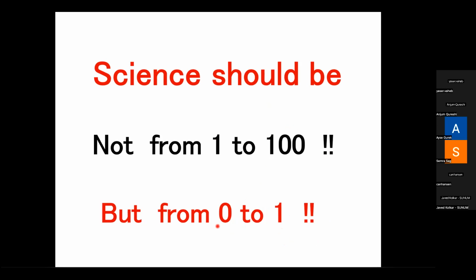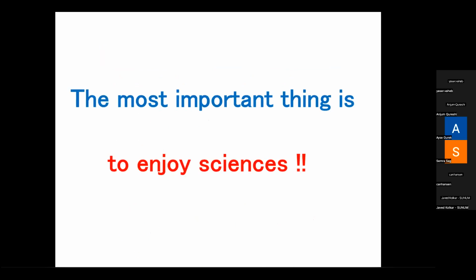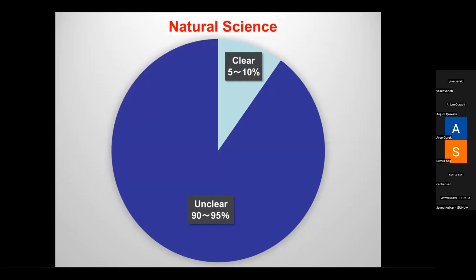From nothing to one, this is actually to create a new research field. But the importance for science is originality or creativity. And the most important thing is to enjoy science. To enjoy science, this is the most important thing. So, this is natural science.